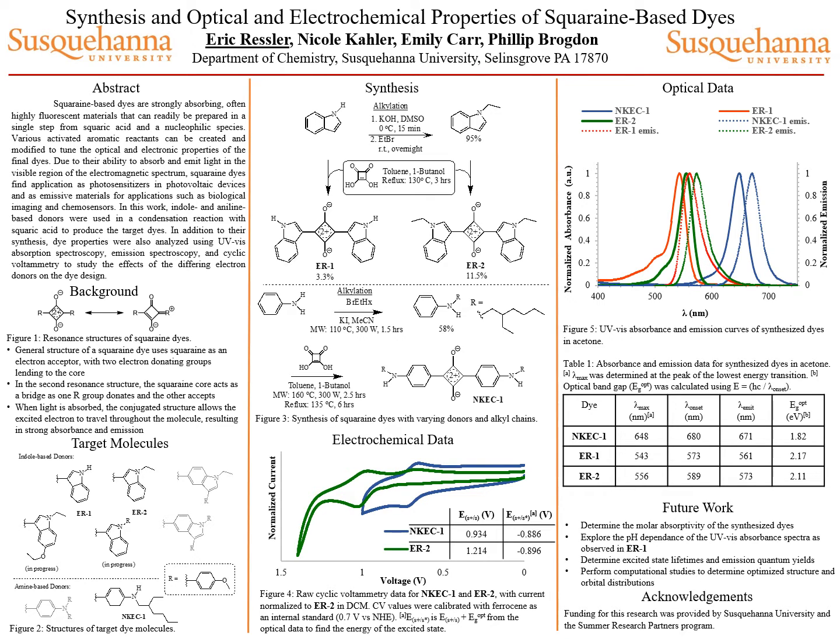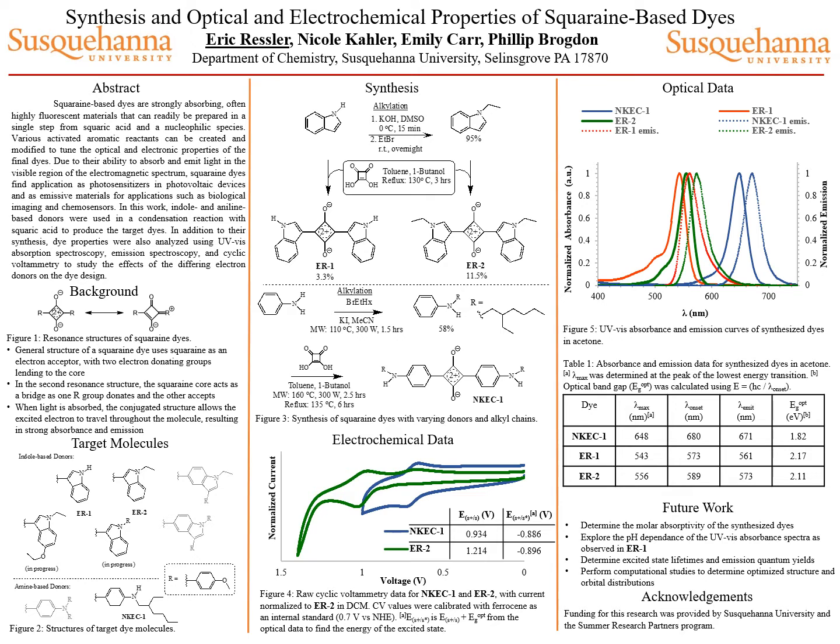In this research, we used a series of indole and aniline-based nucleophiles to examine the effects of different donors on the optical and electrochemical properties of these dyes. The structures of these target electron-rich molecules can be seen in Figure 2.